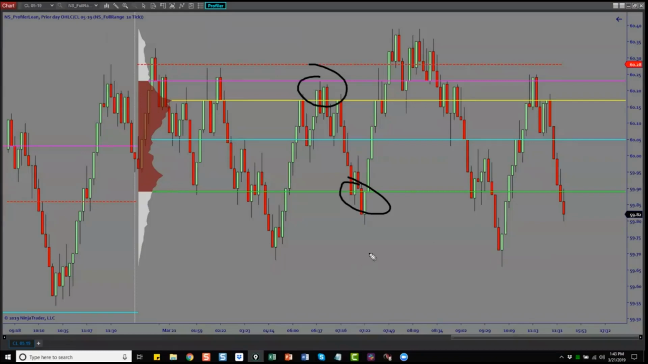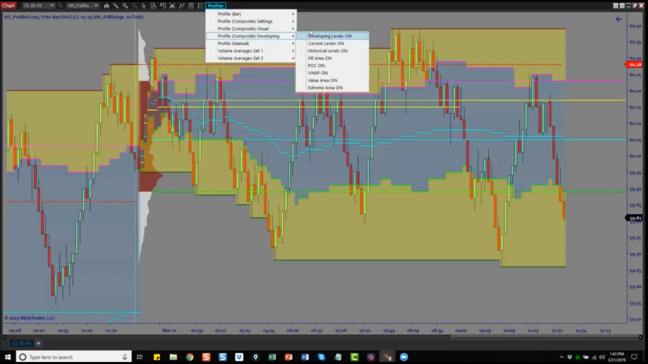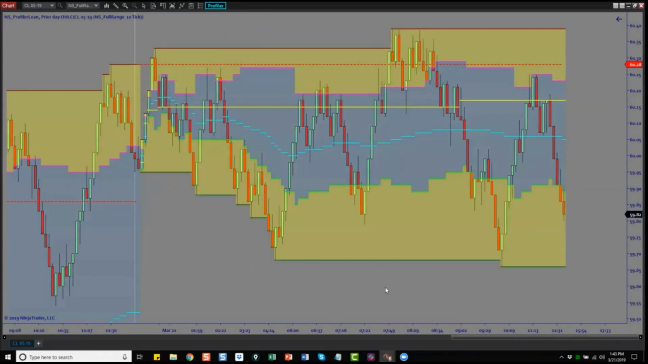So when you ask me, Sean, can you backtest strategies? Most software out there, you cannot do that with volume. They always look at current levels. One of the things that I did when we built the product is design it so that traders that like to backtest can do so. The way that we've done this is we've built what we call developing profiles. Now I'm going to turn this off for a second. This is the developing profile. And the difference with a developing profile is it shows you where the levels were in real time.